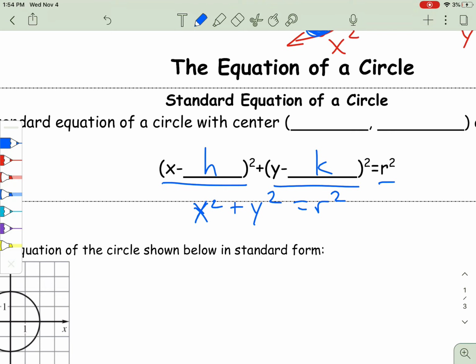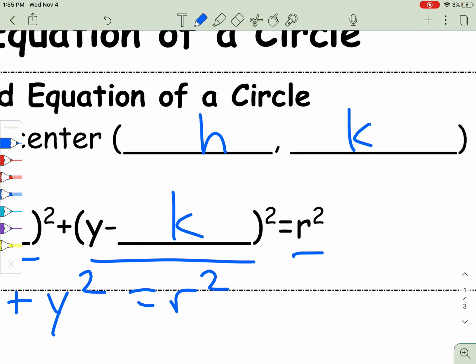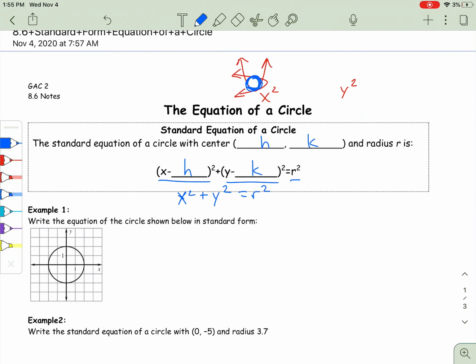Okay, so this is the parent function. Now, the h and k are important because they tell us something very specific. They are actually the center of the circle. So they're h and k right there.